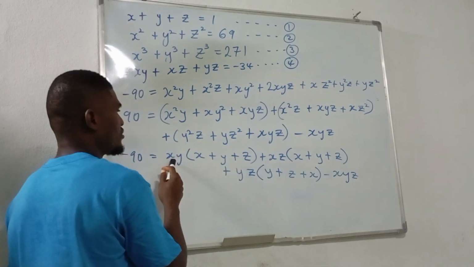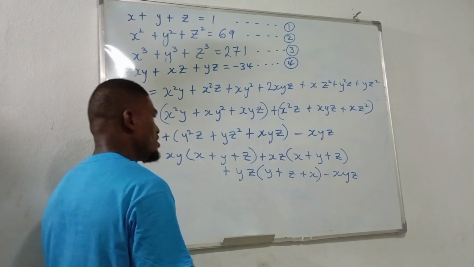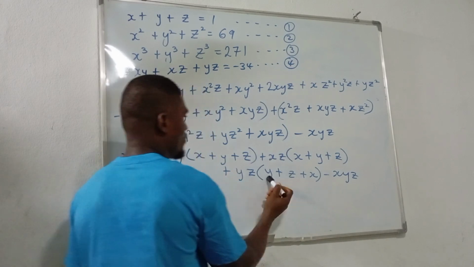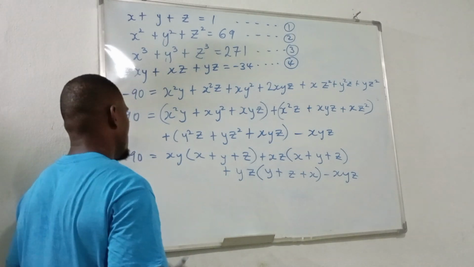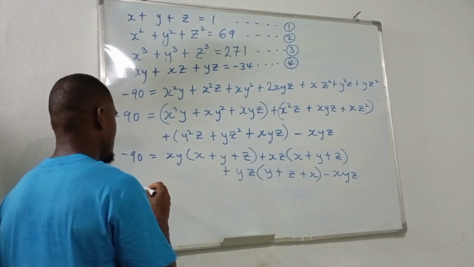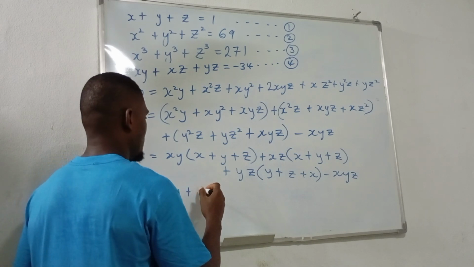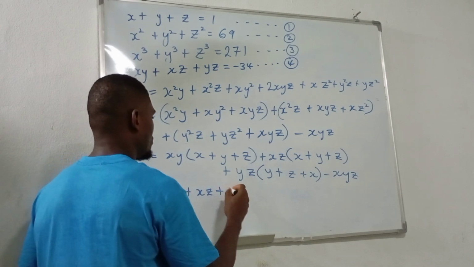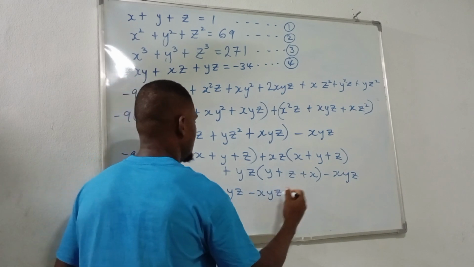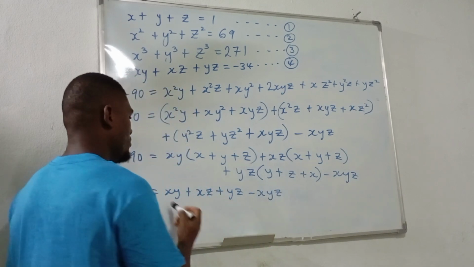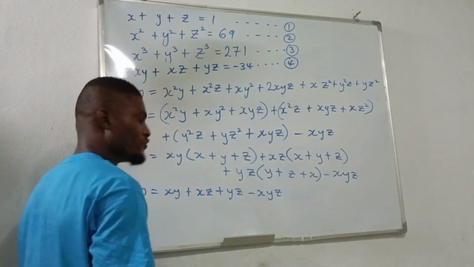1 times this is still going to be this. This is equal to 1. This times this is still going to be xz. This is still xyz. So this is still 1. And 1 times this is still going to be yz. So at the end of the day, we have minus 90 equals xy plus xz plus yz minus xyz. All right, but we know that this is equation 4, and that's equal to negative 34.